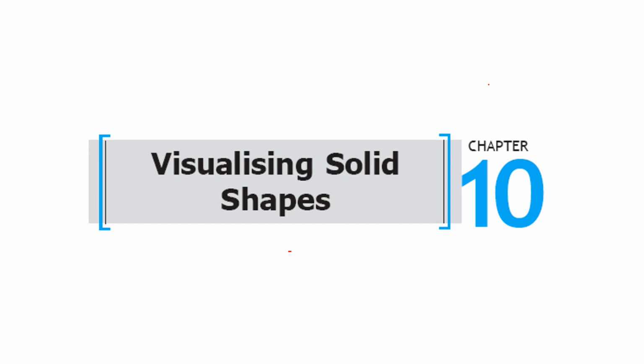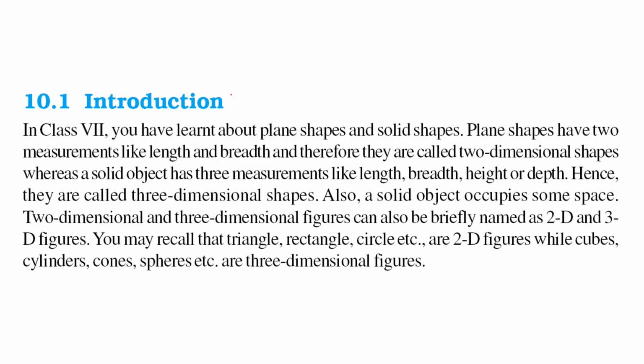We are discussing chapter number 10, which is visualizing solid shapes. So we have learned about the plane shapes and solid shapes. Plane shapes have generally two measurements, like the length and the breadth. For example, this rectangle has a length and a breadth. And if we have three-dimensional shapes, that is the solid object, then it may have length, breadth, and also the height. Why I said may?